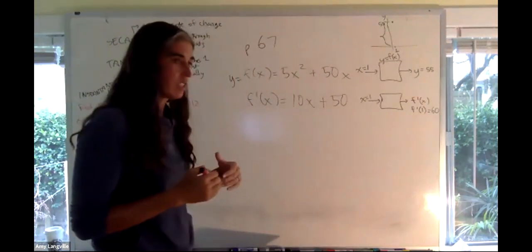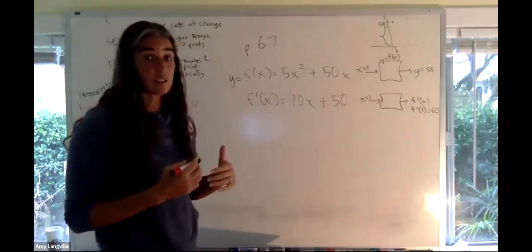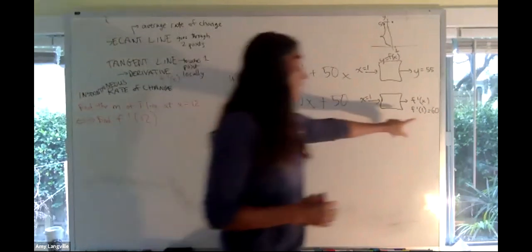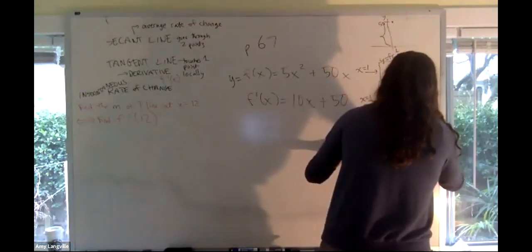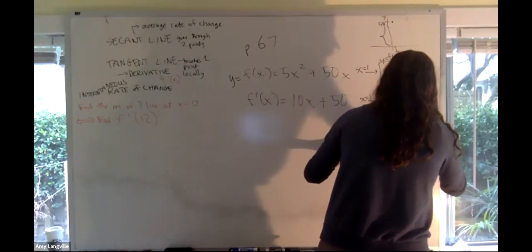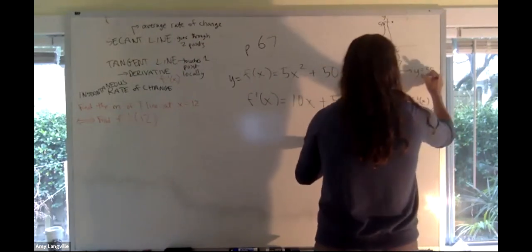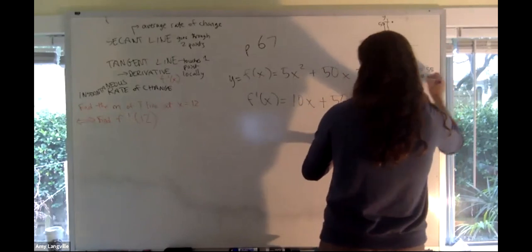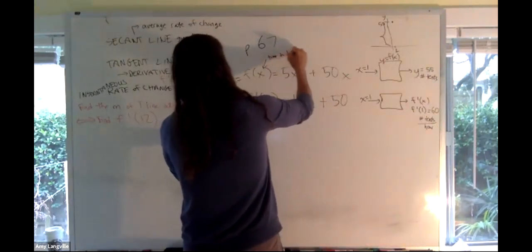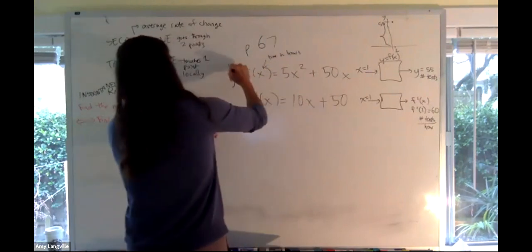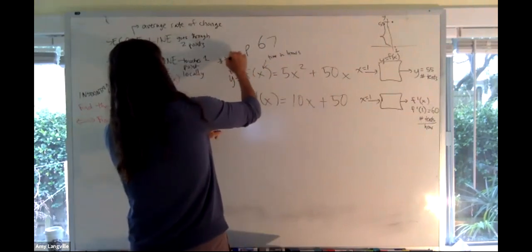If we're doing the number of texts scenario, this is now number of texts per hour. Those are the units. Number of texts per hour. Whereas this is number of texts. Right, so x is time in hours. y is number of texts.